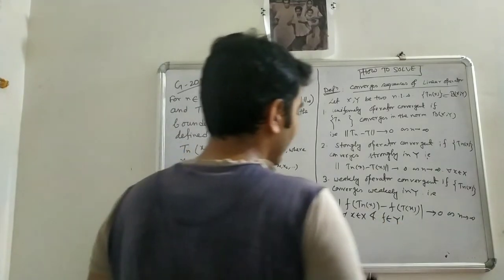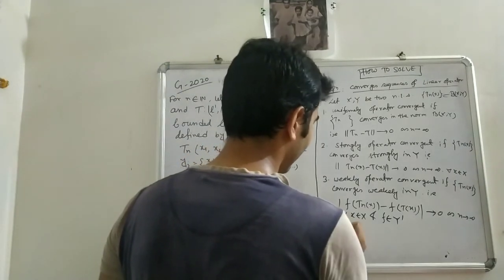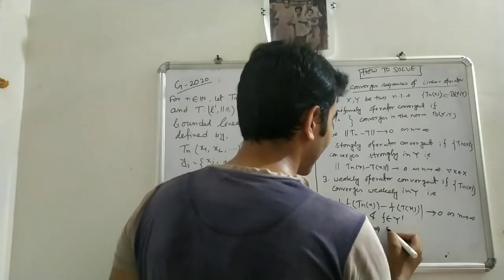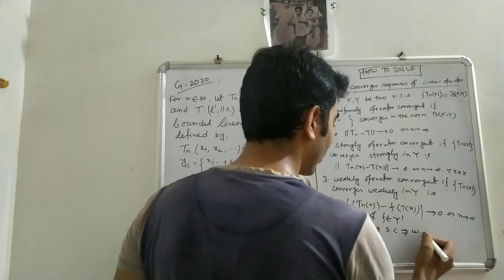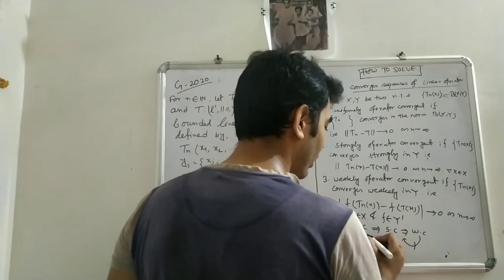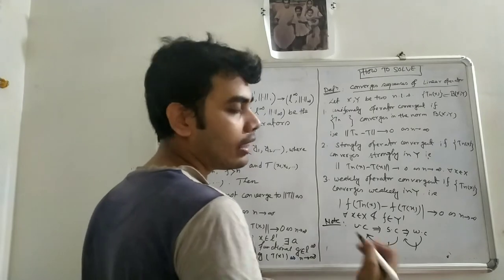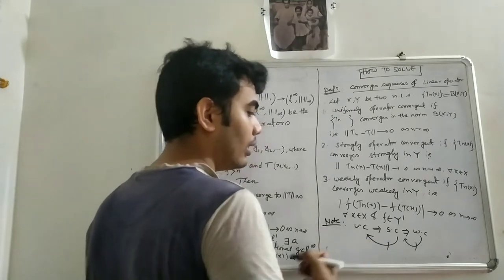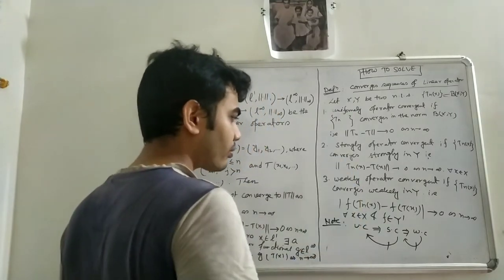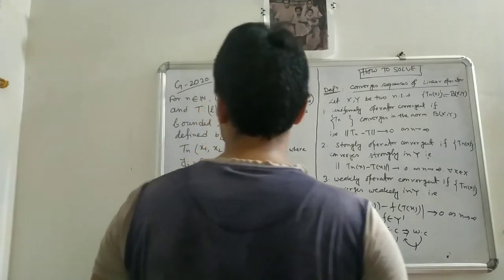Here also note that uniformly convergent implies strongly convergent, which implies weakly convergent, but the converse is not true in general. So weakly convergent does not in general imply strongly convergent, and strongly convergent does not in general imply uniformly convergent. Okay, now this is the theoretical concept related to this problem. Now we are going to solve this kind of problem.